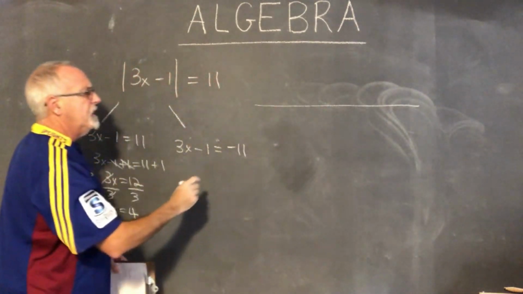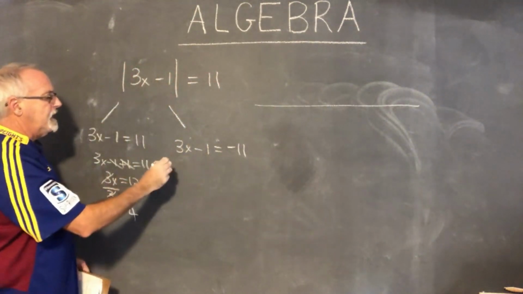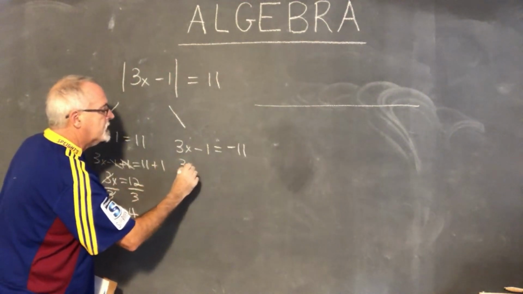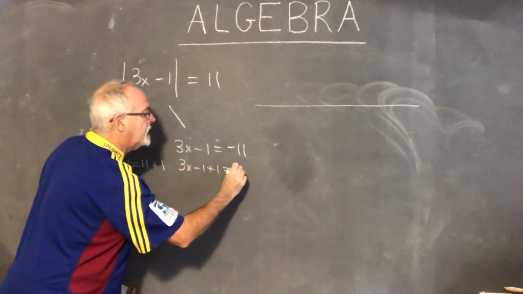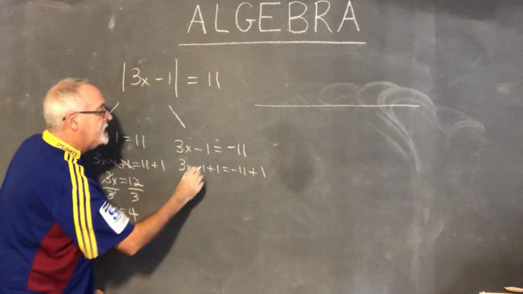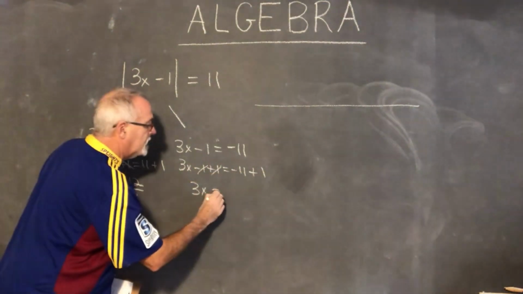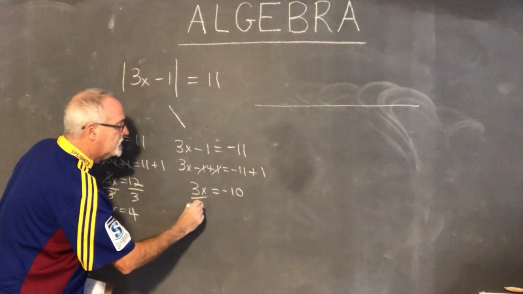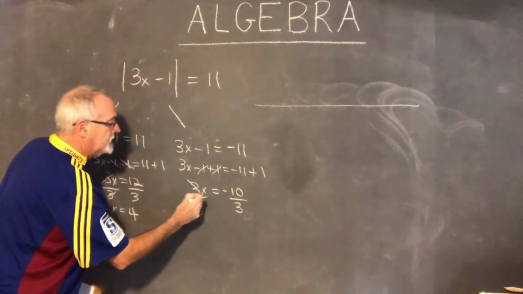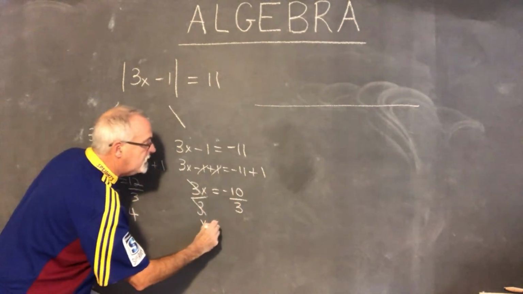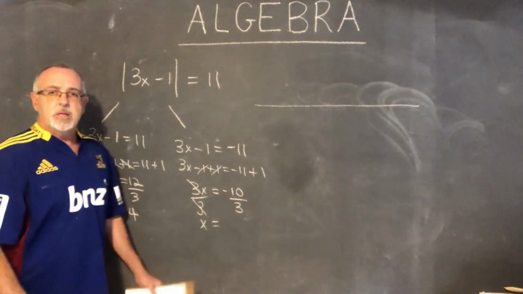I don't want to put the labels yet until I see what I'm getting from this one. 3x minus 1 plus 1 equals negative 11 plus 1. These cancel. 3x equals negative 11 plus 1, which is equal to negative 10. Divide both sides by 3. Whoa, something different is happening. These cancel. X is equal to negative 10/3, which is a perfectly good number.